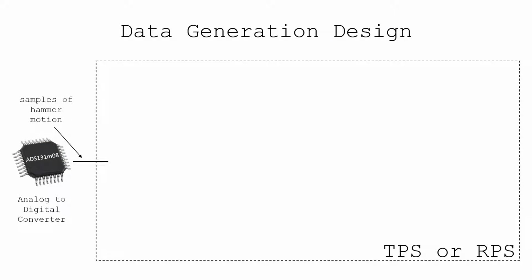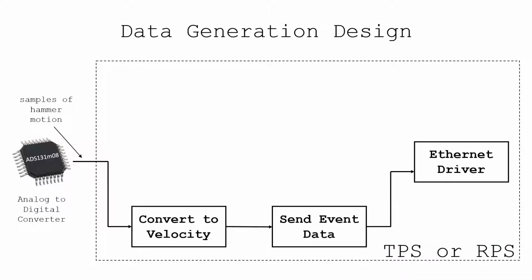Here is the software design. Samples of hammer motion are sent via SPI to the TPS or the RPS. For hammer strikes, my firmware sends a single event packet over Ethernet. That's very low network traffic. This drives, for example, a MIDI output from the PPS.